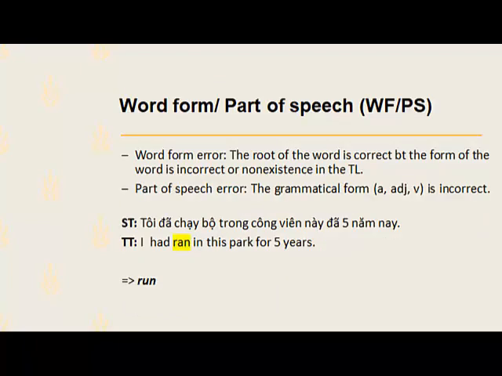Word form errors. Either the root of the word is correct, but the form of the word is incorrect or non-existent in the target language. And the part of speech error, where the grammatical form is incorrect. For example, the source text: Tôi đã chạy bộ trong công viên này đã 5 năm. Target text: I had run in this park for 5 years. Ở đây có một lỗi sai về word form, đó là từ run phải nên sửa thành từ run.